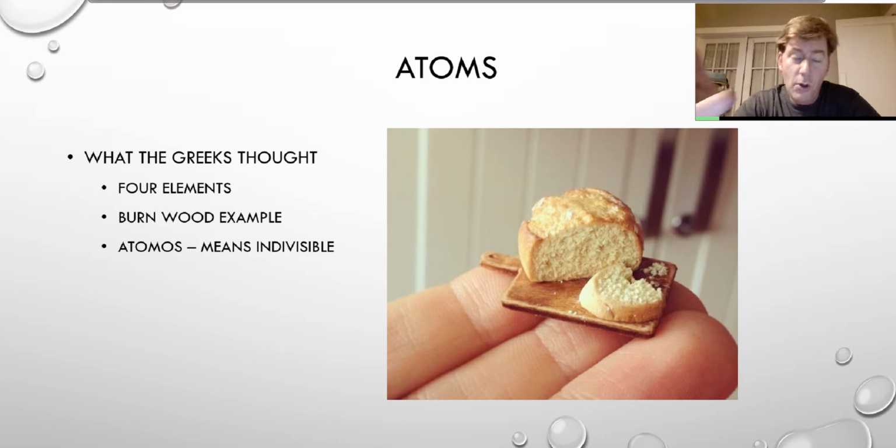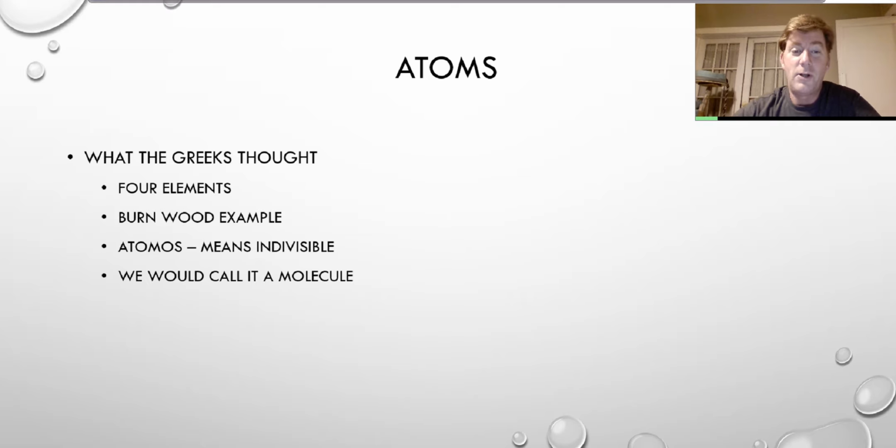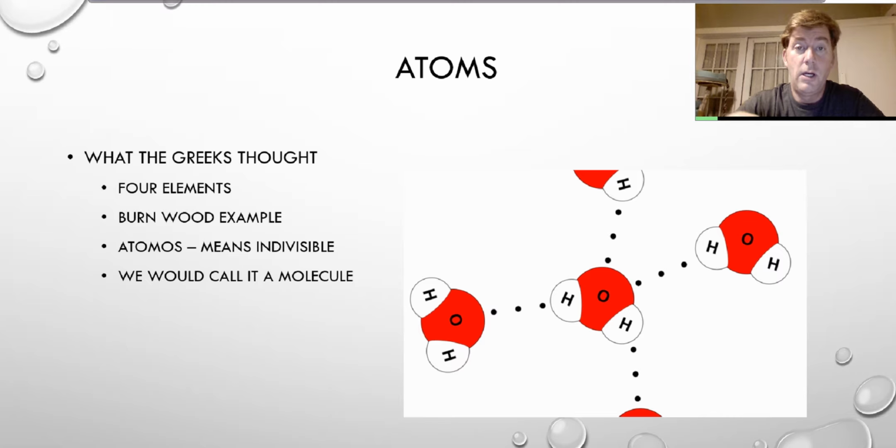So, again, not a bad idea, but not quite correct. What we know now, what they were thinking of as atoms, we would call molecules, where we have a compound like bread or like water, H2O. And we can break the piece of water apart and apart and apart and apart and apart and get down to a single molecule of water. We can break that down further, but then it's not water anymore. It's hydrogen and oxygen gas. And so that idea that there's this smallest piece of something, that's where the idea of atoms comes about.